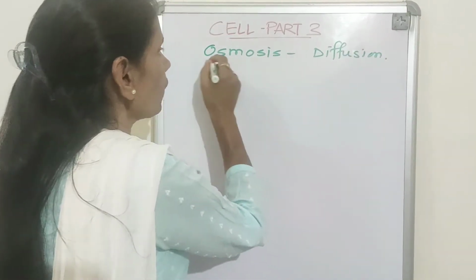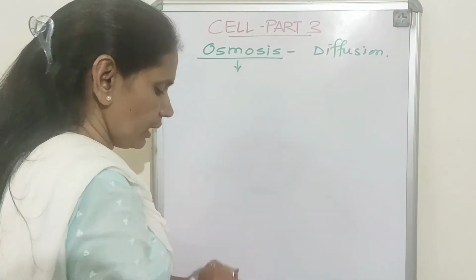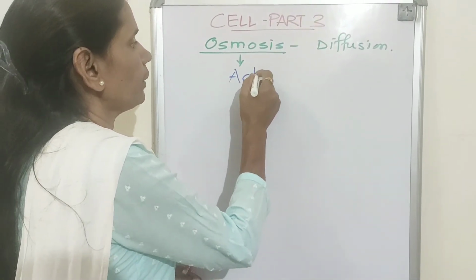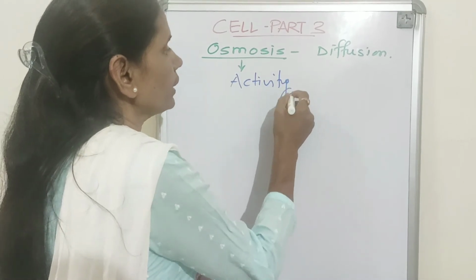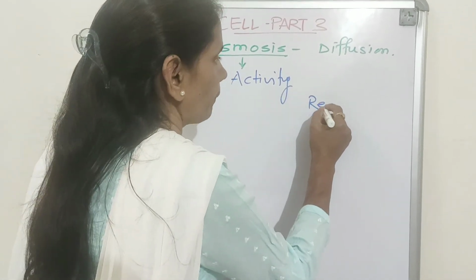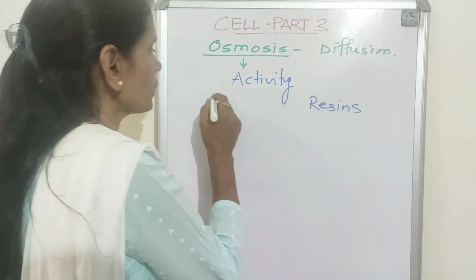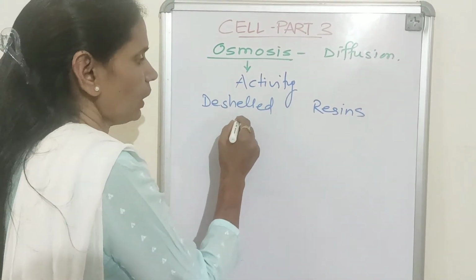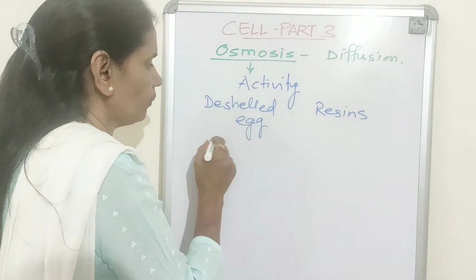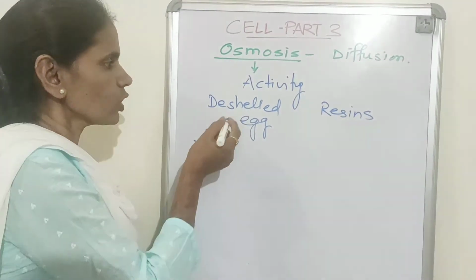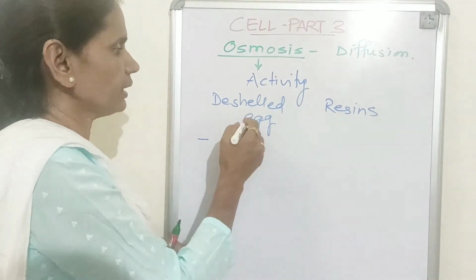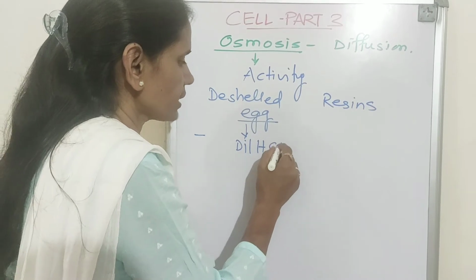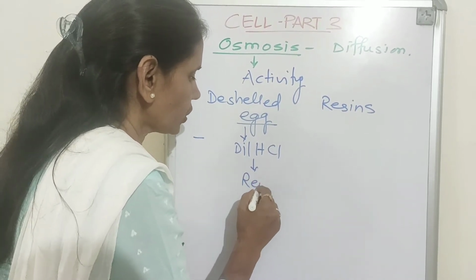Now this process of osmosis can be clearly explained by a very simple experiment or activity in your laboratory. Either you can use dried raisins or apricots, or you can use a de-shelled egg. The shell of the egg is made up mainly of calcium carbonate. So simply suspending the egg in dilute hydrochloric acid will remove the shell.